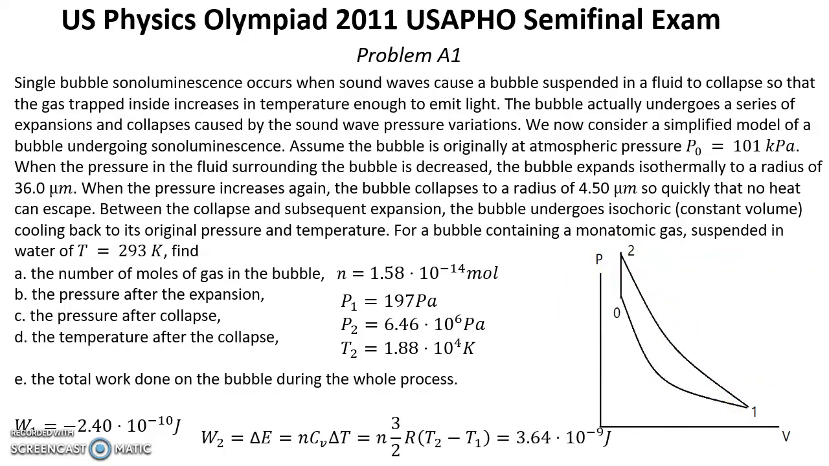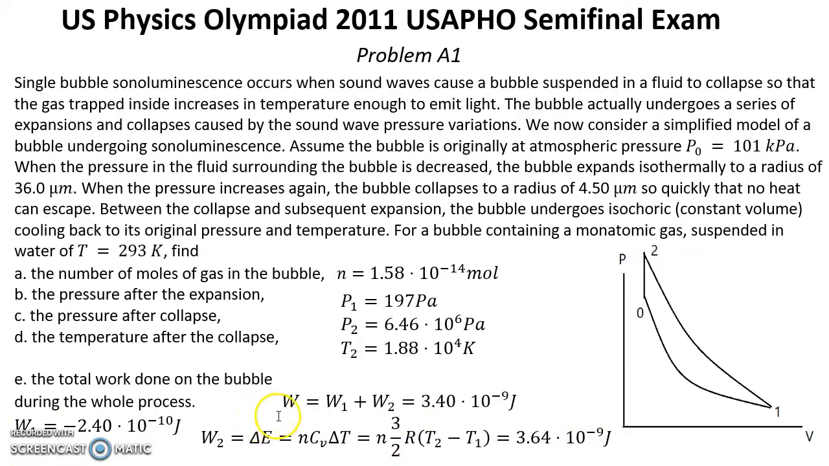So total change of internal energy equals n multiplied by C_V, now delta T, where delta T is T2 minus T1. Finally, that will be 3.64 times 10 to the negative 9 joules. And total work on gas, so that will be the answer for question E, W1 plus W2, which is equal to 3.40 times 10 to the power negative 9 joules.